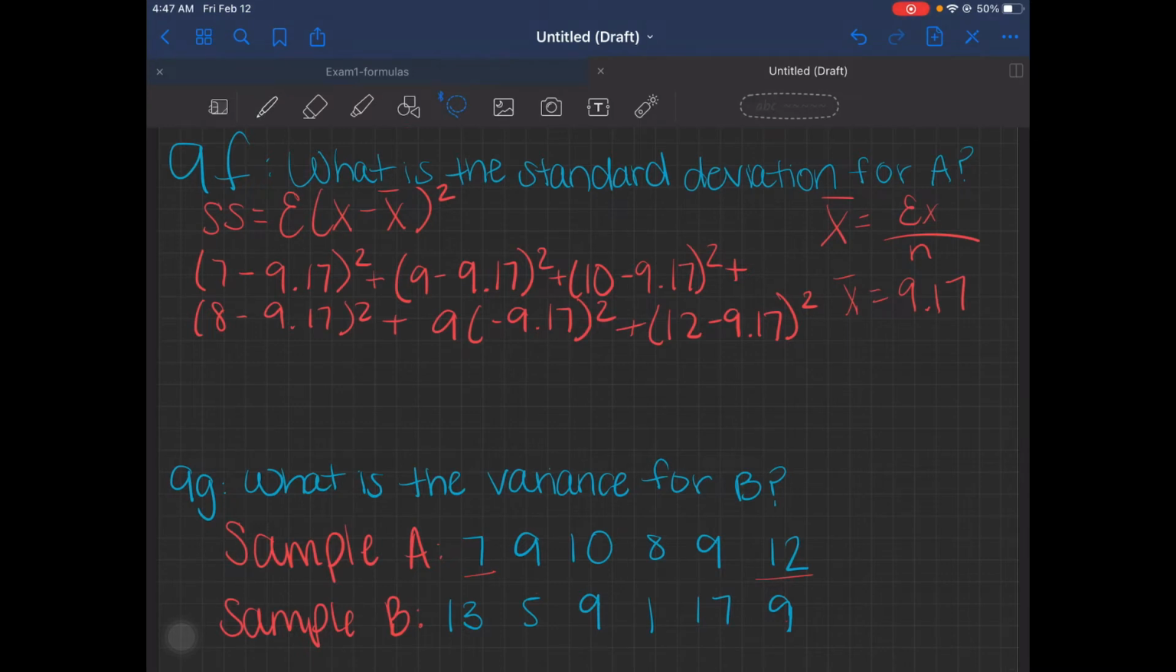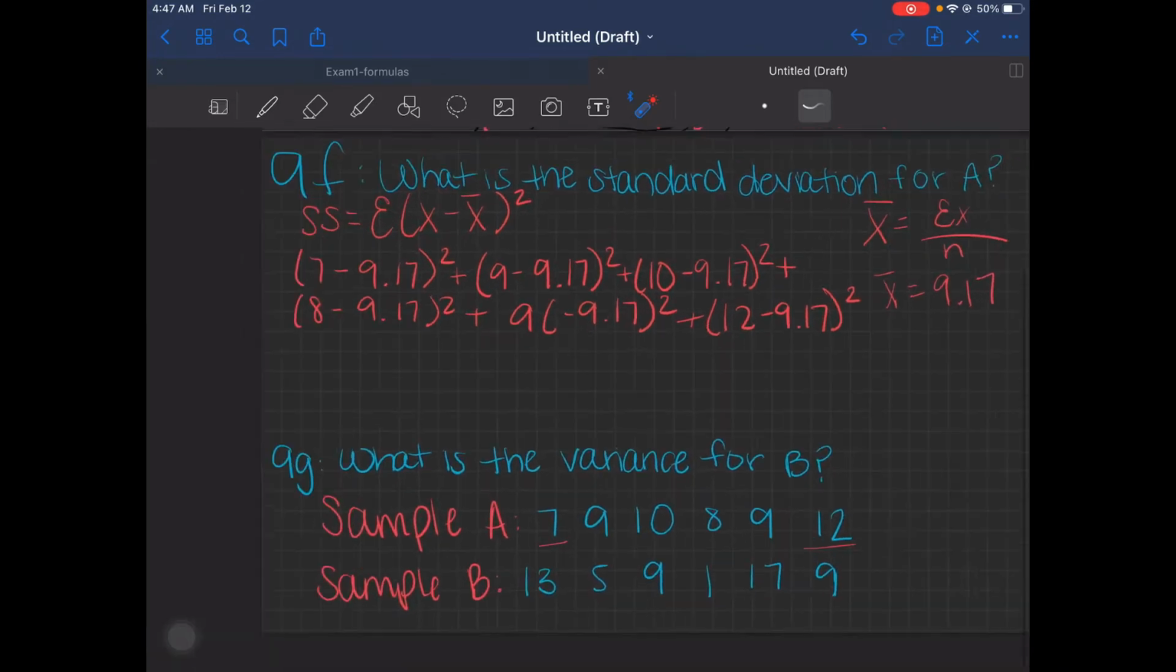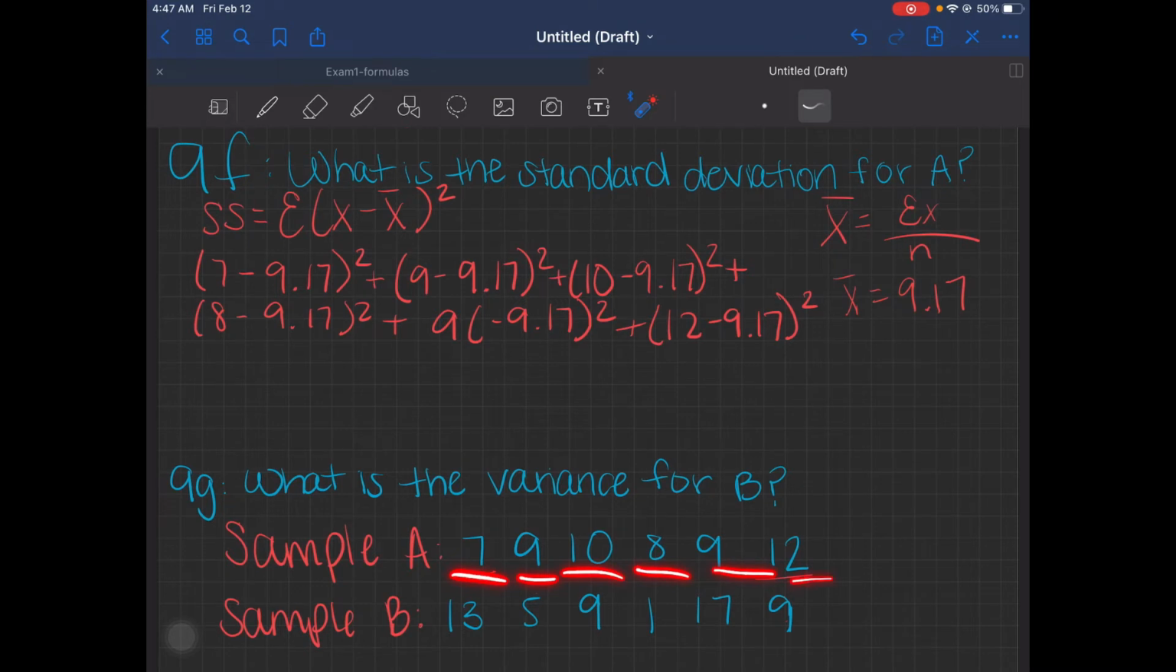If you're confused about where I got that, first we can talk about what these symbols mean in case you don't remember. This is sigma, and it means add it all up. So we're going to add up all this stuff here. It's going to be a series of numbers to add up, right? This is just our x value, which is each one of these in our sample. And then this is, like we said, the average for the sample, which we found is 9.17. So we're just going to find that and square it.